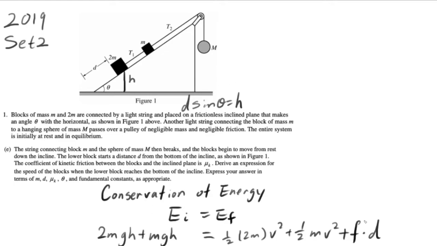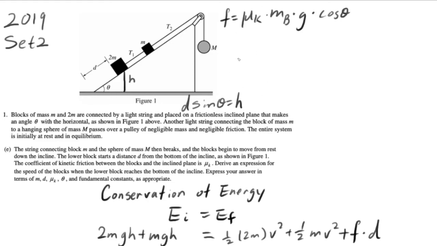Now we have to find the frictional force of the blocks. So the frictional force of each block is different, but in general, the frictional force equals mu k times the normal force, which is the mass of the block times gravity times cosine theta. And we're going to have to split this energy loss due to friction into two parts: energy loss due to block small m and energy loss due to block 2m.